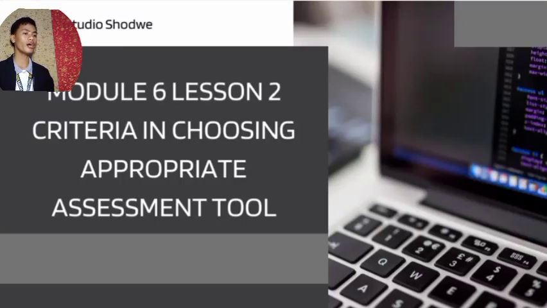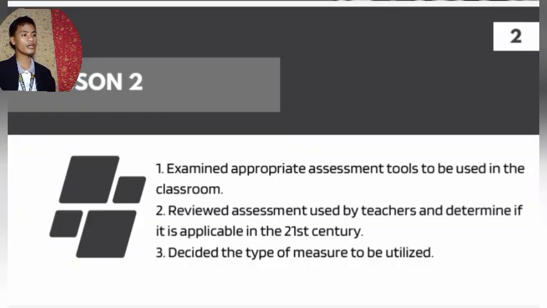Good day everyone. Our topic for today is Module 6 Lesson 2, the criteria in choosing appropriate assessment tool. Our lesson outcomes: first, examine appropriate assessment tools to be used in the classroom. Second, review assessment used by teachers and determine if it is applicable in the 21st century. Third, decide the type of measure to be utilized.